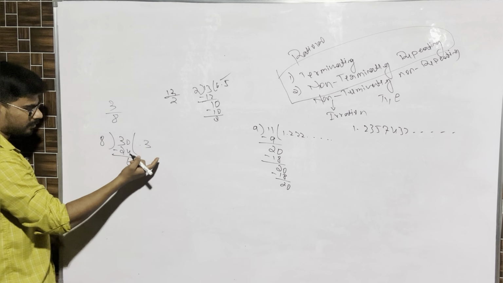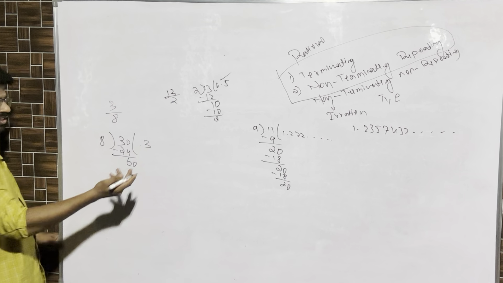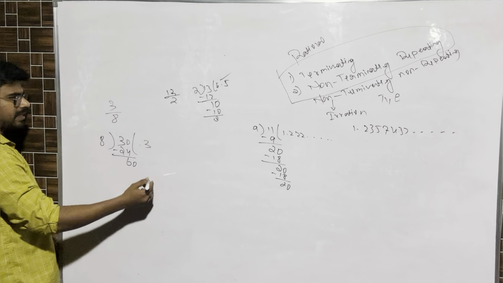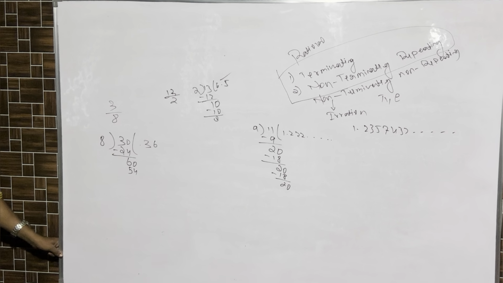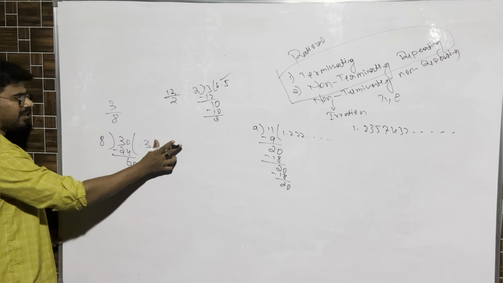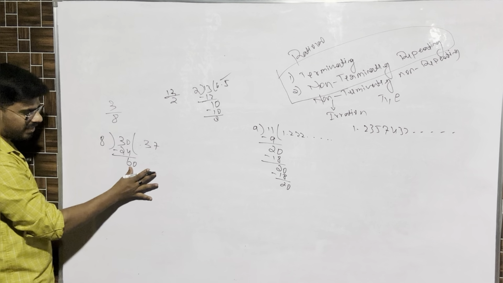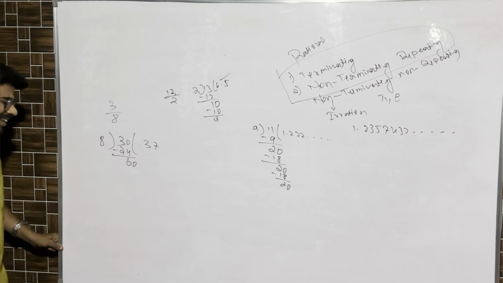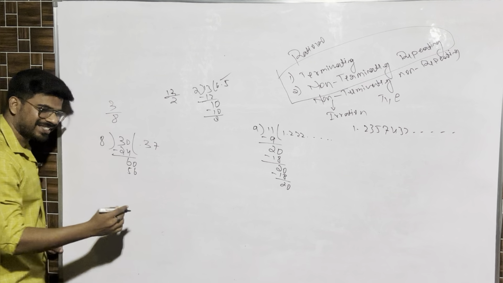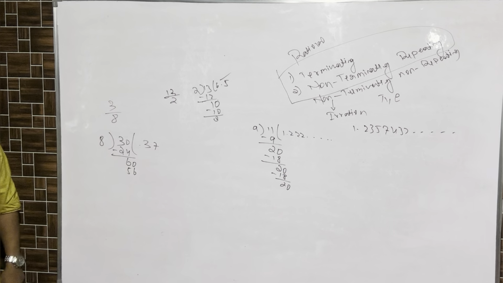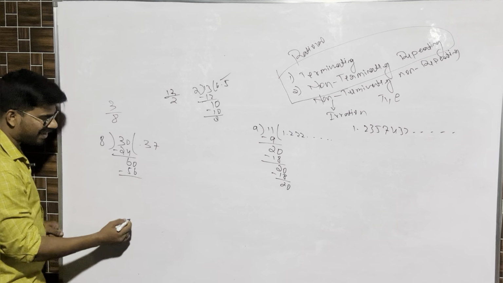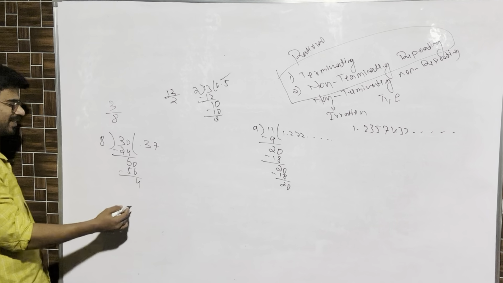8 7s are 63? 8 6s are 54? No, 8 7s are 56. Yes, you are right. Just now I made fun of you, and I got trapped into the same. Yes, 8 7s are 56. If I subtract, I will have 4 over here. Point is already there, 0.